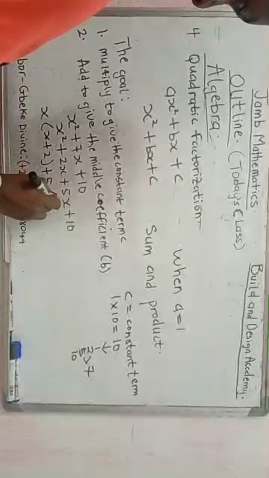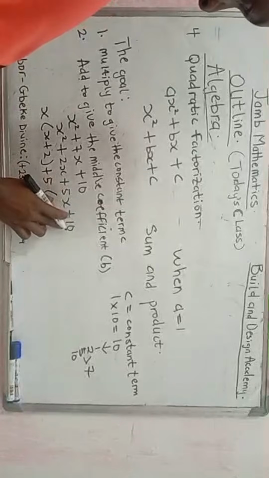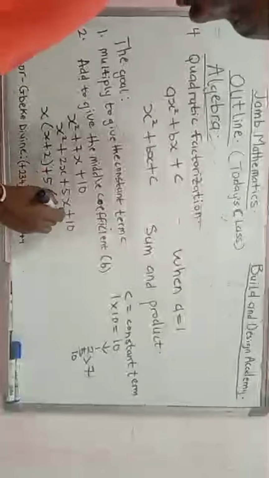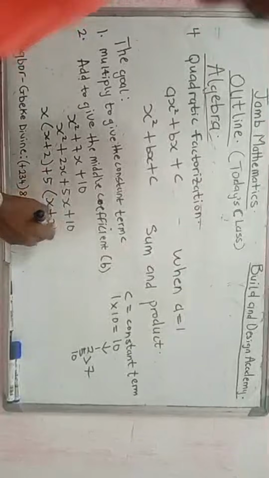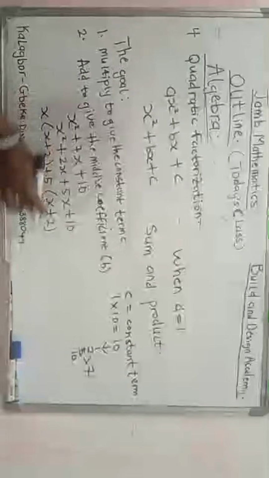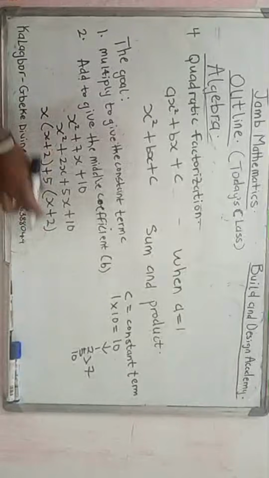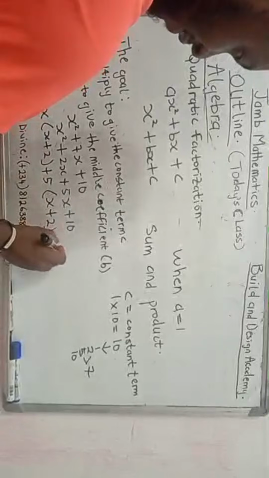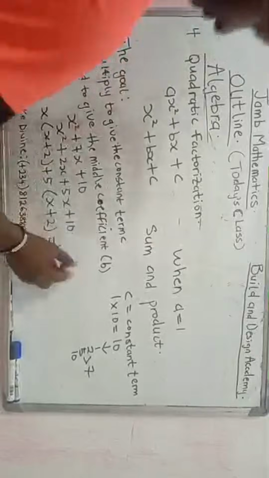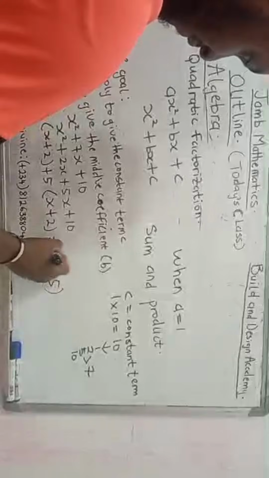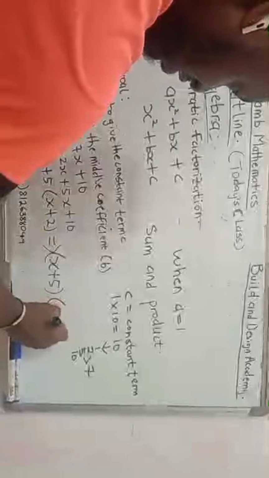5 into 5x will give us x. 5 into 10, when I mean into, I mean divided by. So 10 divided by 5 will give us what? Plus 2. So now, look, we have x plus 2 here, x plus 2 here. They are common, right? So we'll take them out because they're the factors. We'll now have our quadratic factors as what? x plus 5 and x plus what?